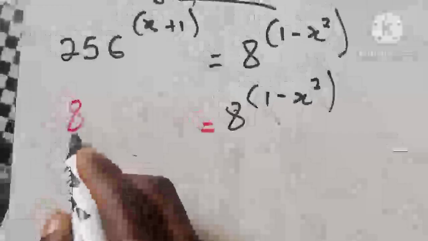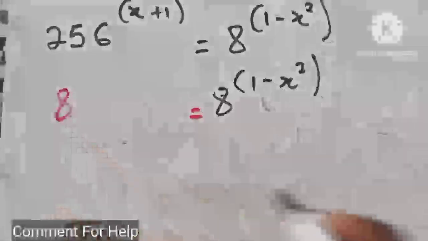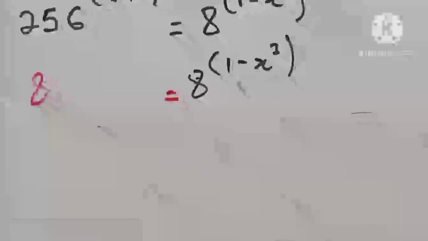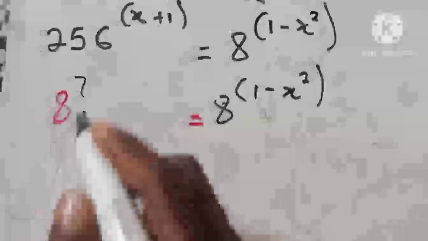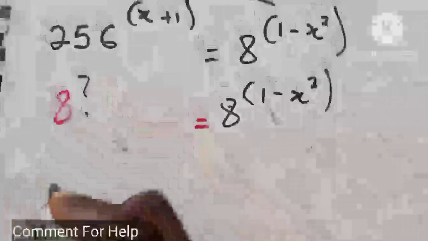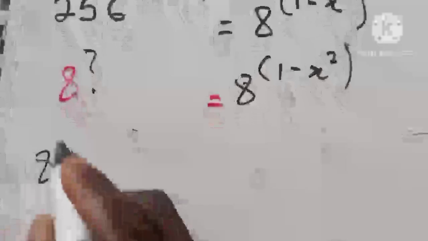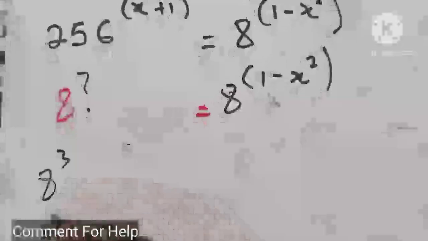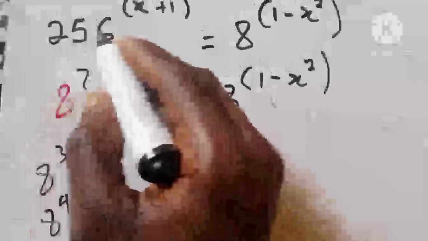So here, can we raise this 8 to a certain power to have 256? By now you know why we are doing that. So 8 raised to which power can give us 256? I don't think we have a number here. So maybe we can raise the 8 to some number. 8 raised to the power 3, can that give us 256? If yes, we can proceed from there. If no, then 8 raised to the power 4. I don't think we have a number that you can raise 8 to that power to give us 256.